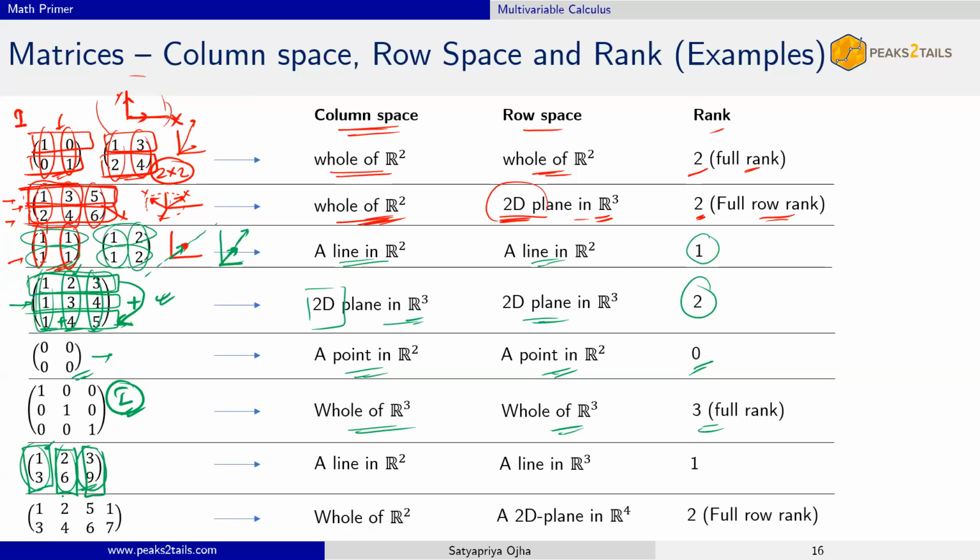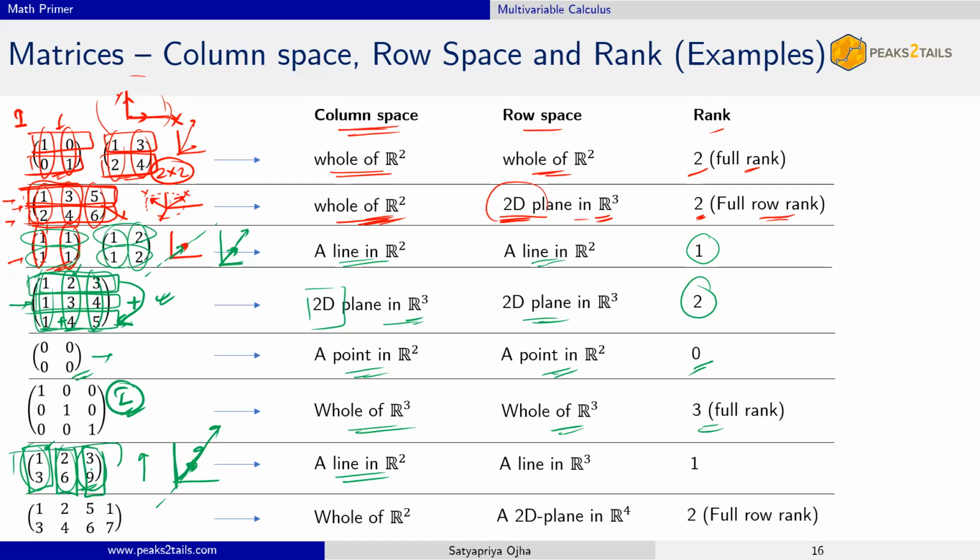If you look at the 3 vectors, there's only one that is linearly independent. Others are dependent on it, correct? So it's the same vector being replicated thrice: 1, 3, 2, 6, 3, 9. Any linear combination of these 3 will still keep you in that same direction. So it's just one line in R square.